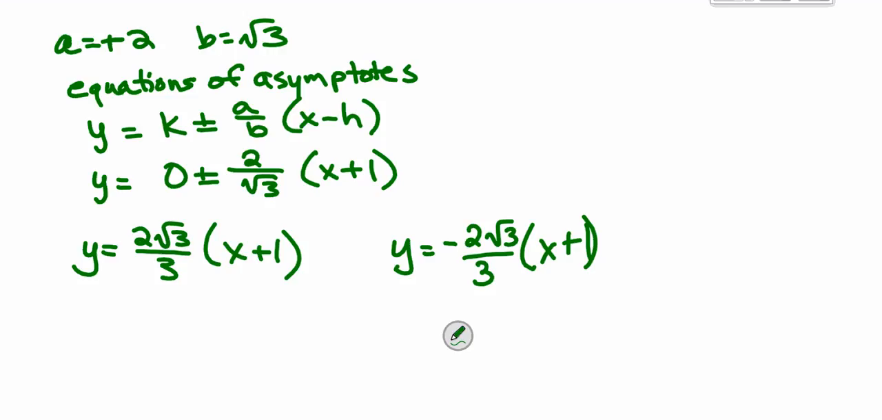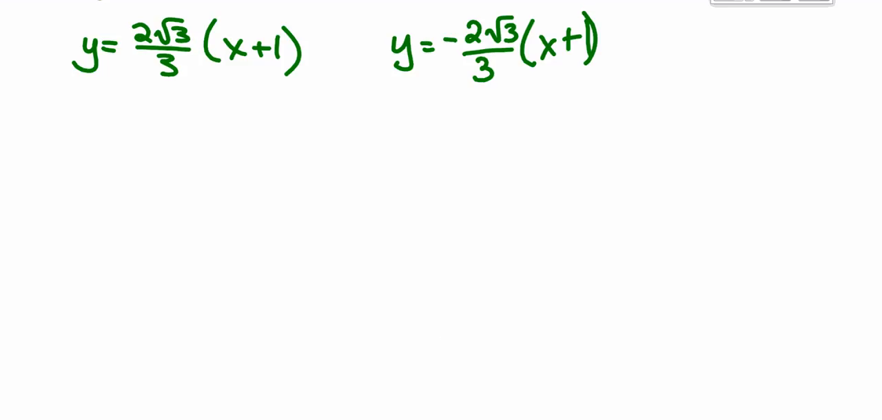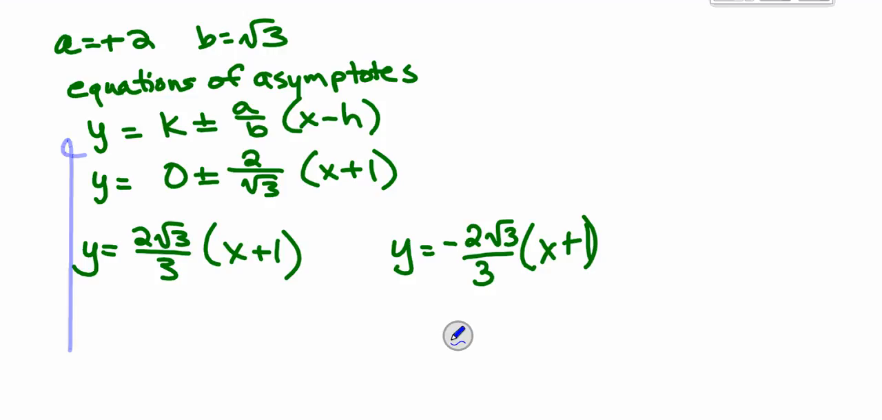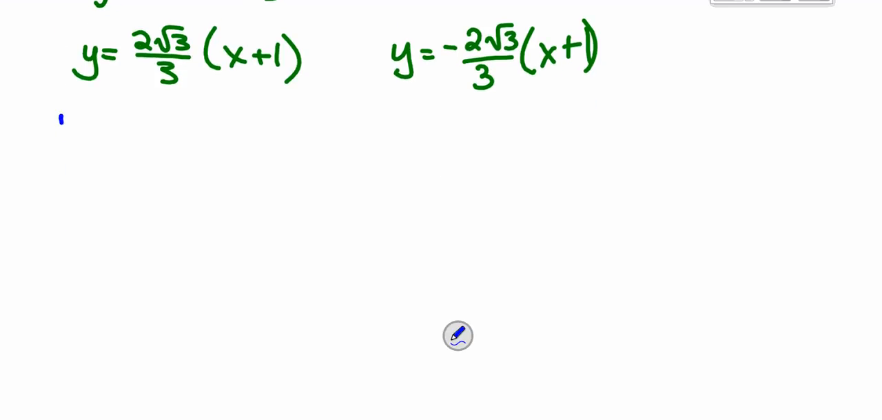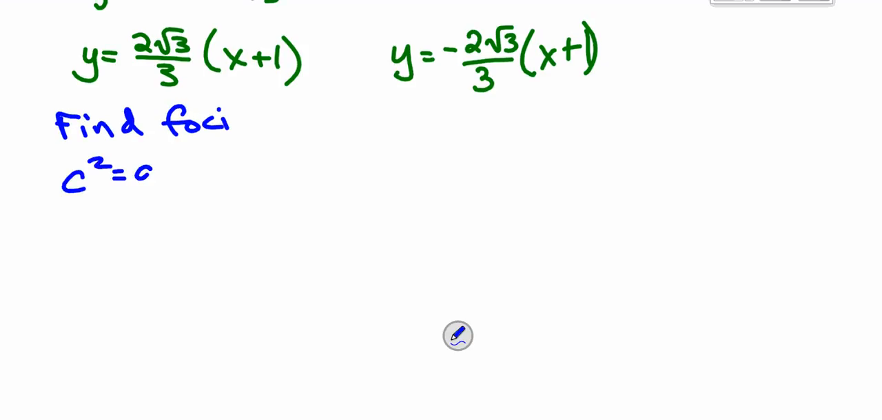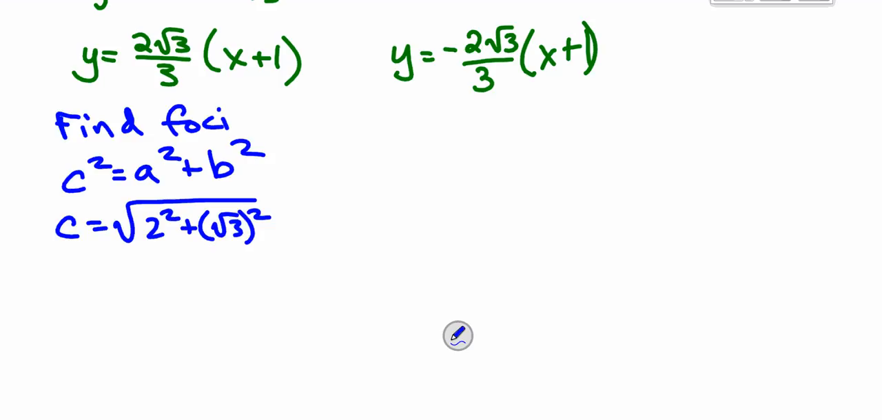Since I have this nice big slide, I'm also going to find then on this one the foci. And so we know that c squared equals a squared plus b squared. So c is the square root of a, which is 2 squared, plus b, which is the square root of 3 squared. And so that will be c equals the square root of 4 plus 3. And so that's the square root of 7.